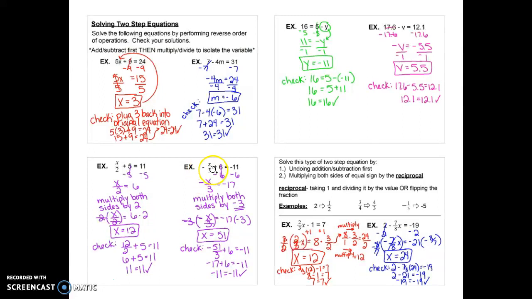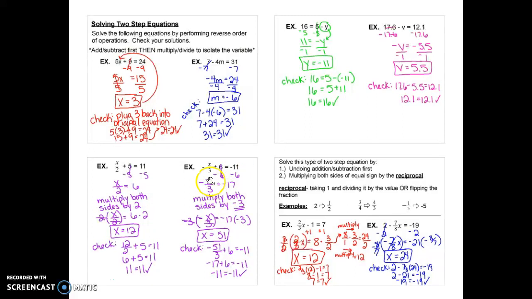I have negative x divided by 3 plus 6 equals negative 11. So I'm going to start by moving my constant because it is not directly connected to my variable. If this was a plus 6, I'm going to have to subtract 6 to move it to the other side. So I carry down my negative x divided by 3 equals negative 11 minus 6 gives me a negative 17.